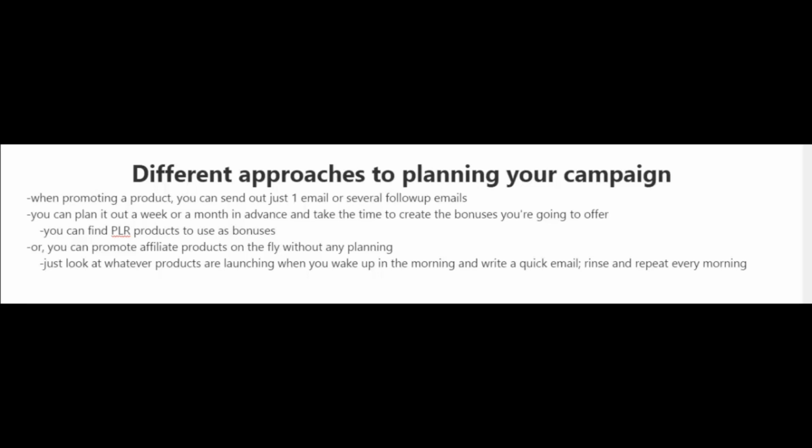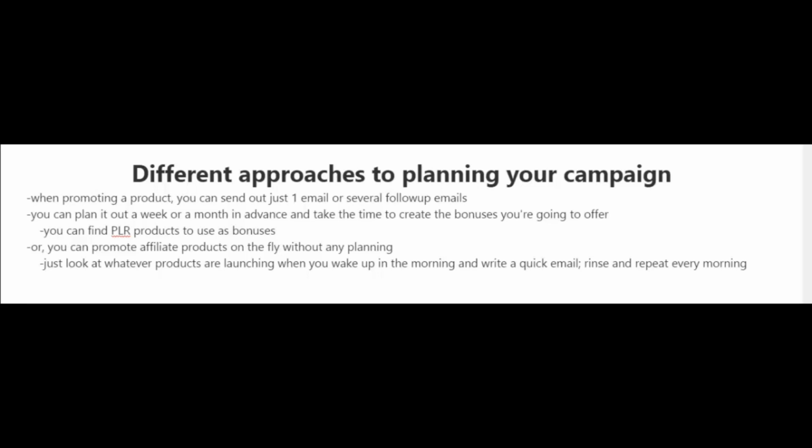Now, as for me, I don't really plan out my email campaigns. I just promote affiliate products on the fly without any planning. Usually when I wake up in the morning, one of the first things I'll do is look for new product launches or anything that I could promote for that day, and then I'll write an email, and then I'll rinse and repeat that the following morning. However, there are some days where I will just focus on follow-ups instead of always promoting a different product to my list every day. So it's up to you.